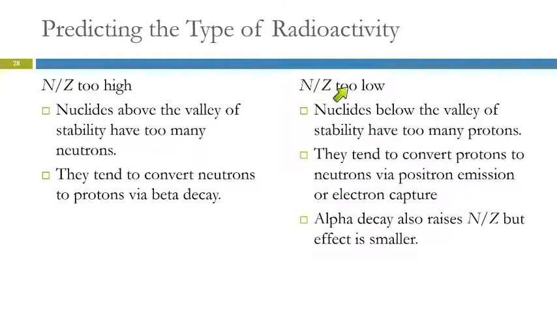If the ratio is too low, then we've got too many protons, and so they will tend to have emission or activity that converts protons to neutrons. This can happen by positron emission or by electron capture. Alpha decay can also raise the N to Z ratio, but the effect is smaller than for positron emission or electron capture.